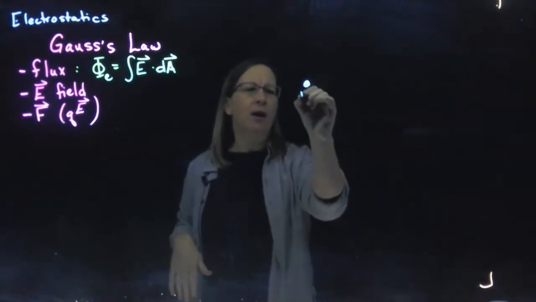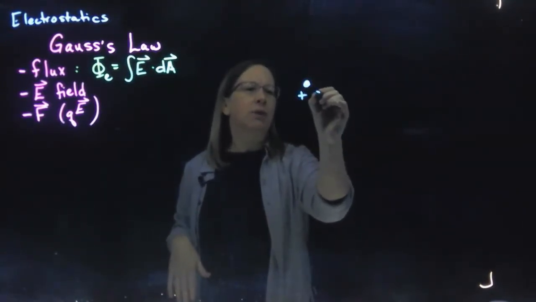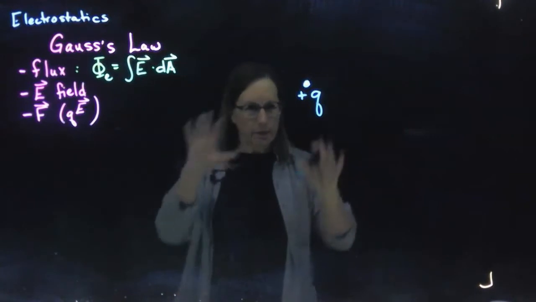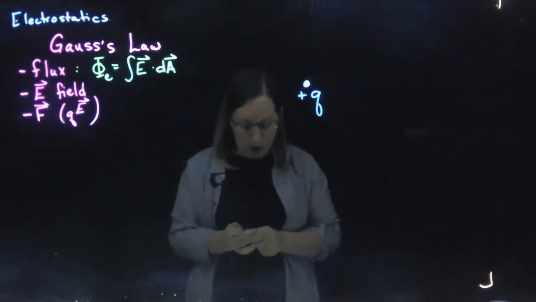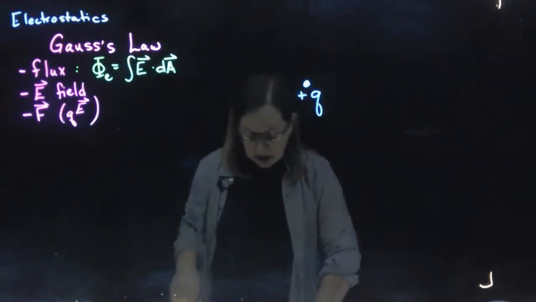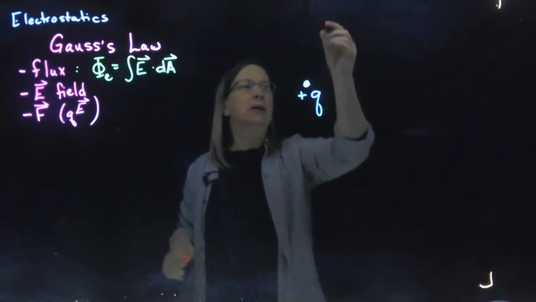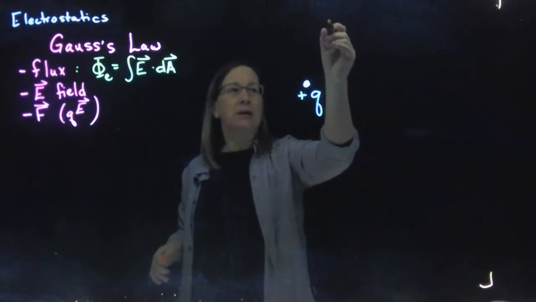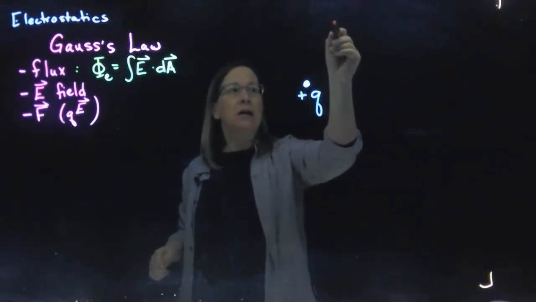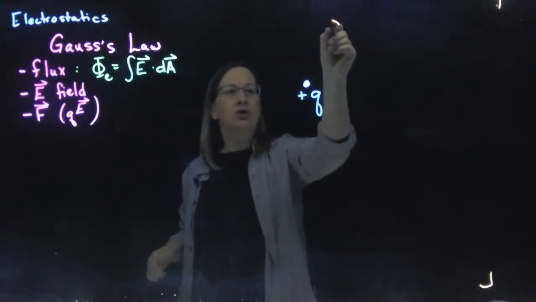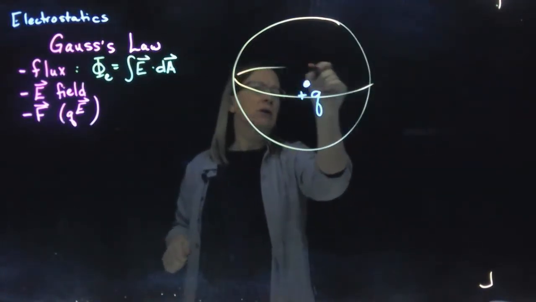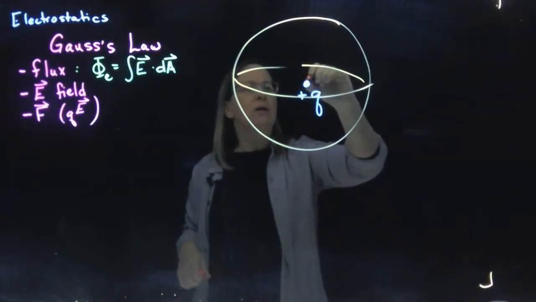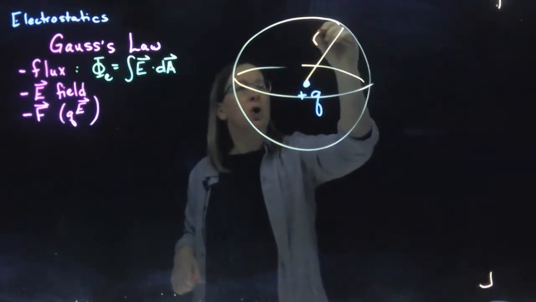Suppose we have a positive charge here, plus Q, and it's just out in space. We know the electric field from this charge. And what we're going to do is ask, what is the flux, and therefore what is the electric field in a sphere around this charge? So here's my lovely sphere. Okay, there we go. So this is a sphere of radius r.